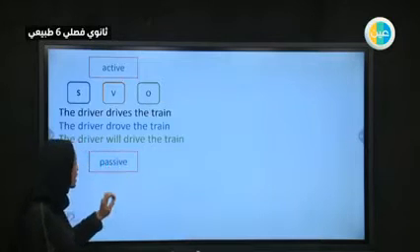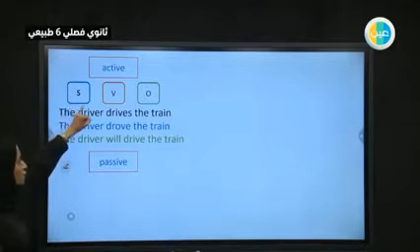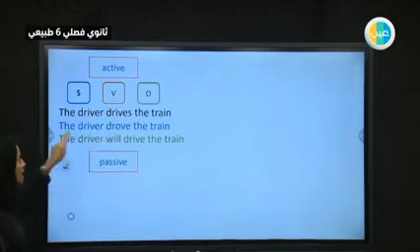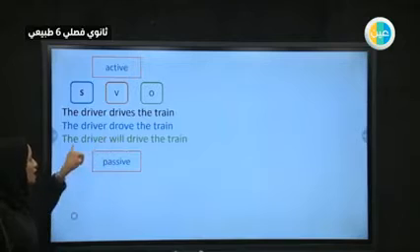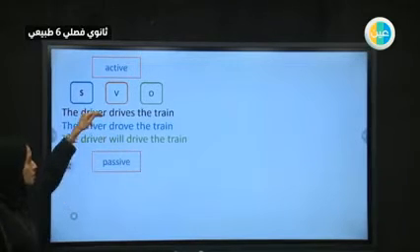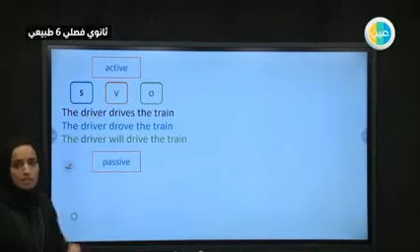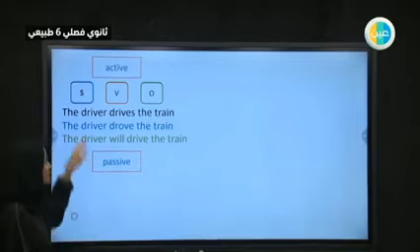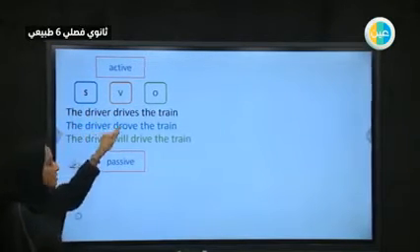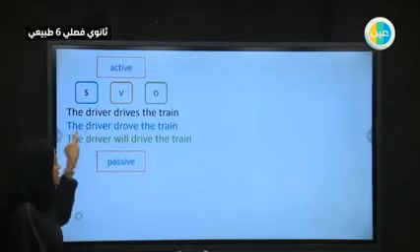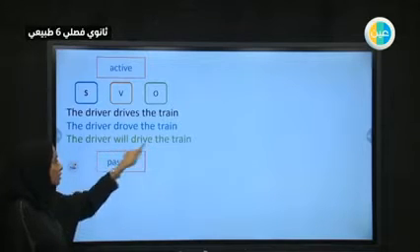So let's go ahead. I have here a classification for it, which is the active tense: subject, verb, followed by an object, like the driver drives the train, the driver drove the train, and the driver will drive the train. Present, past, and here we have the future tense. This is a regular sentence. We usually say that someone does something. So the driver drives the train, subject, verb, object, and the driver will drive the train, subject, verb, and here we have the object.